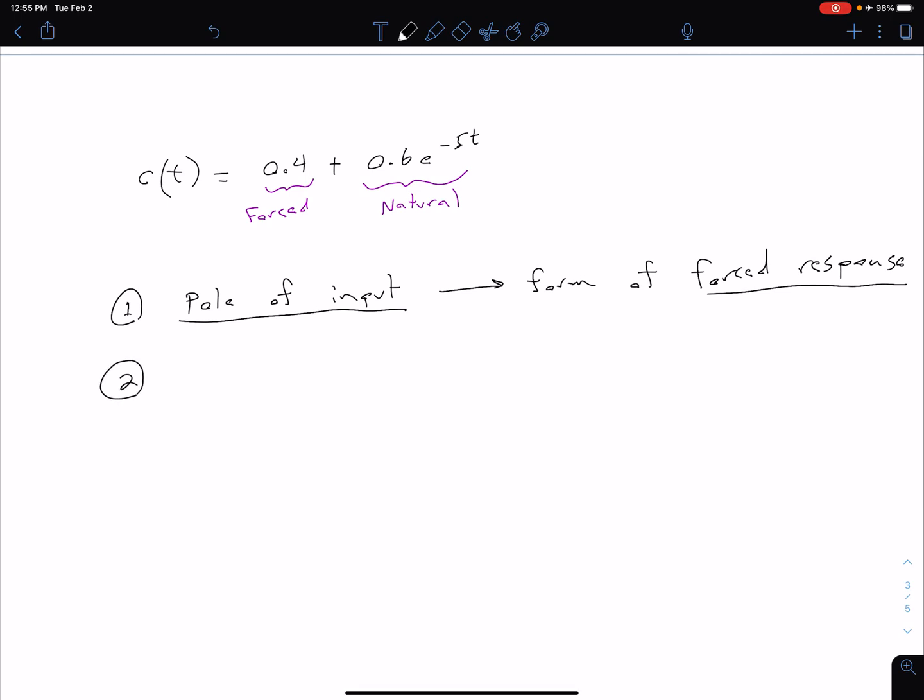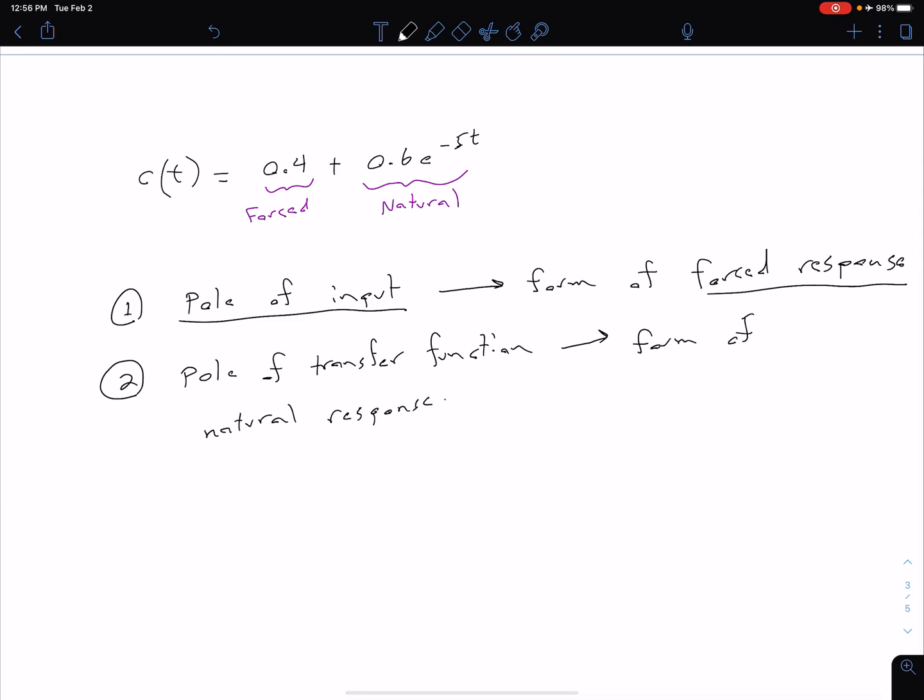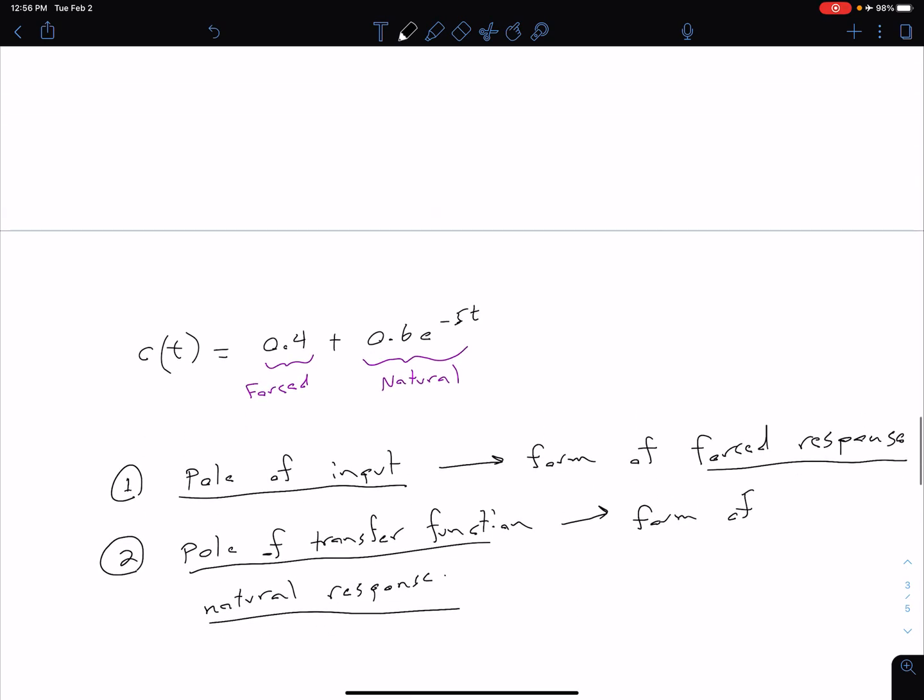A second observation is that the pole of the transfer function is determining the form of our natural response. So the pole of the transfer function is dictating the form of our natural response. And again, this is just form, not necessarily the exact natural response.